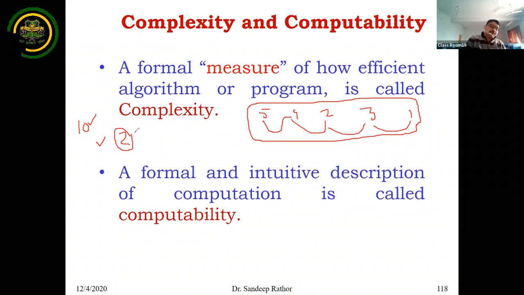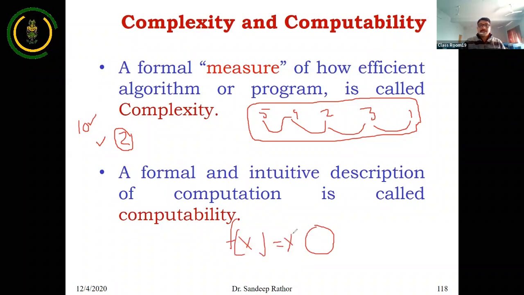Another one is computability. Computability means a formal and intuitive description of computation. Suppose we want to compute f(x) equals x square. We have to compute this value: you pass the input x, then it should reflect the answer in the form of x square.